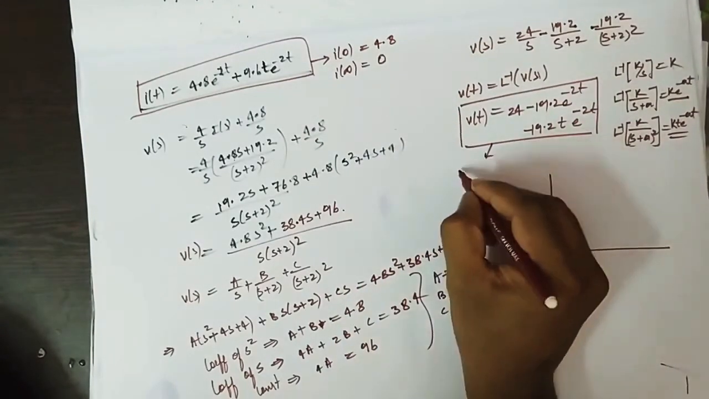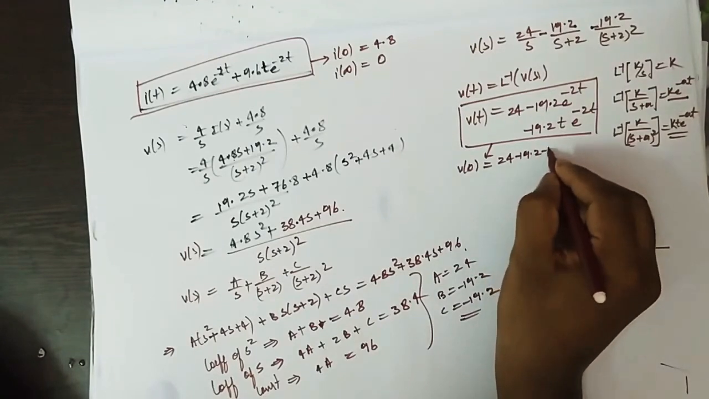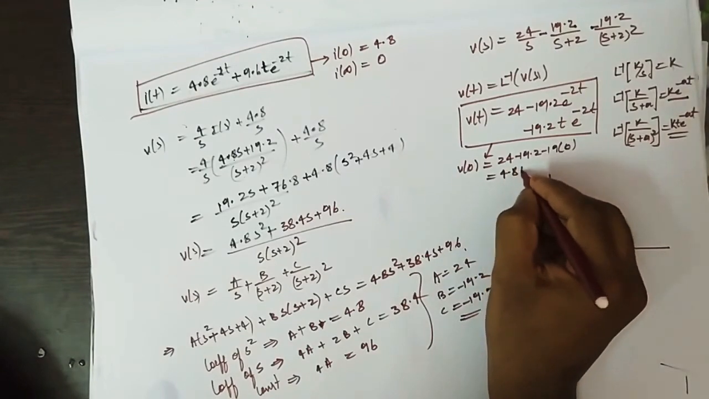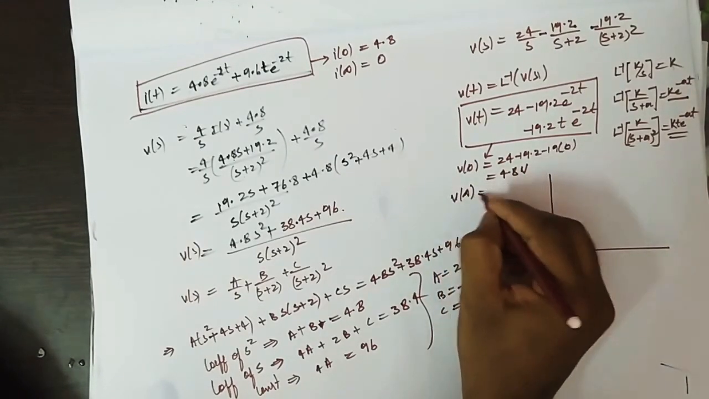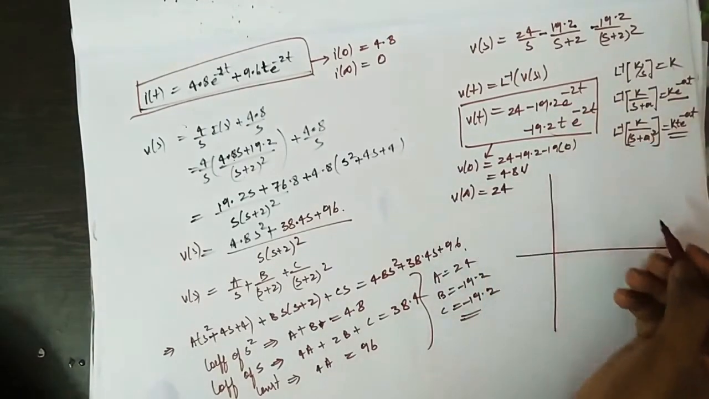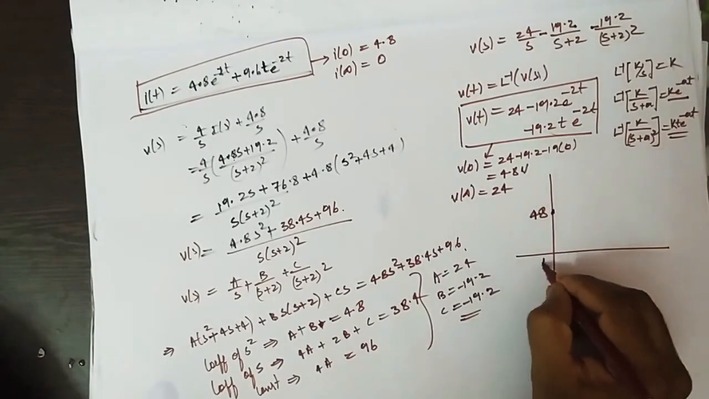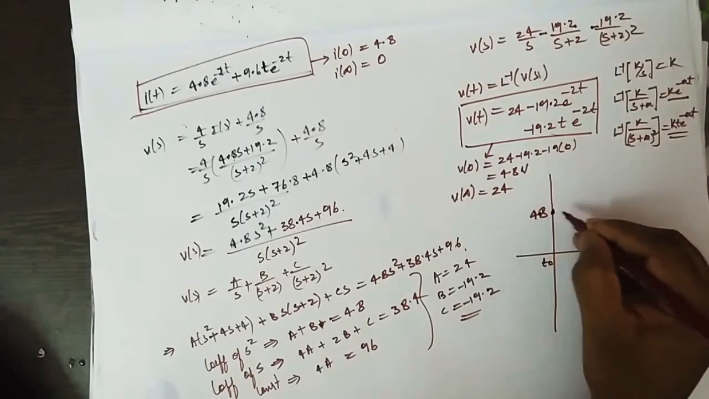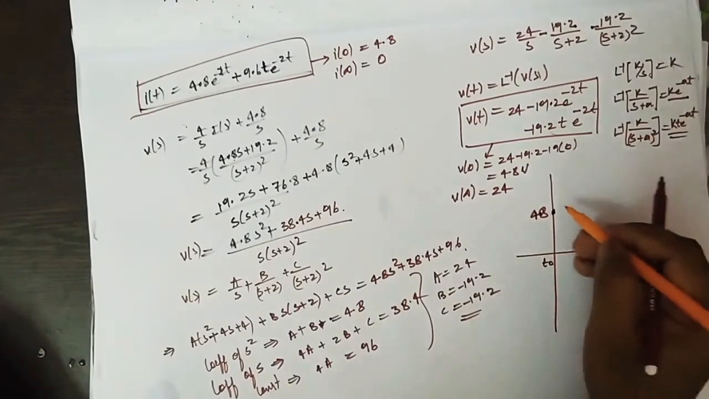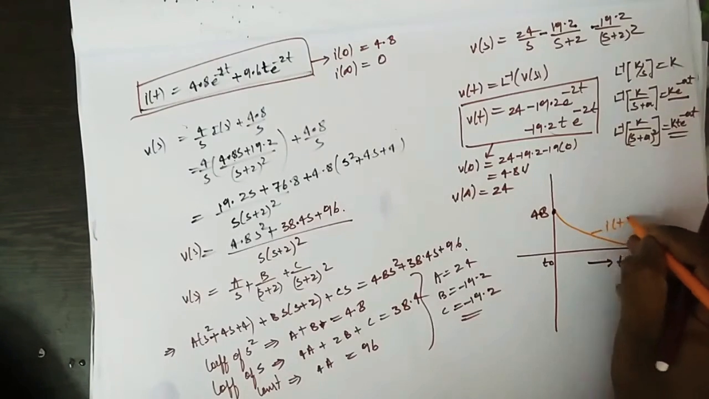For V of 0, equal to what? 24 minus 19.2 minus 0, so we get 4.8 volts. And V of infinity equal to what? Ultimately this term will be 0, that term will be 0, and you will get 24. So likewise, in this current curve, at t equal to 0 the current has a 4.8 value. At t tends to infinity, the current decays and becomes 0. So this is the I of t curve.